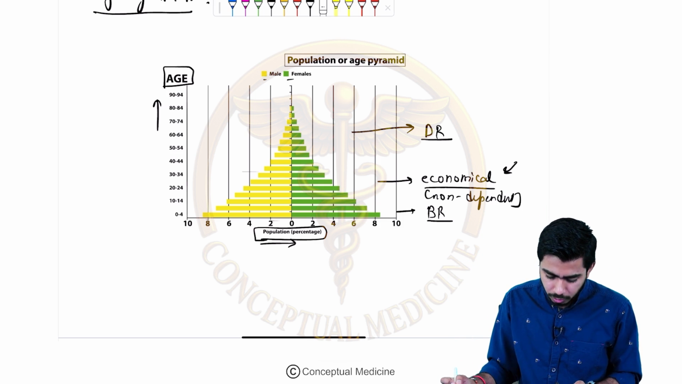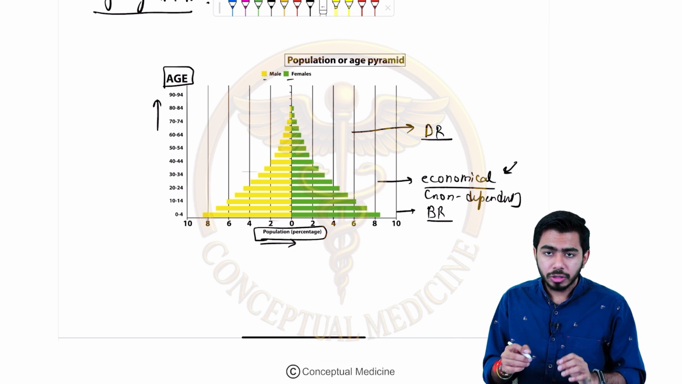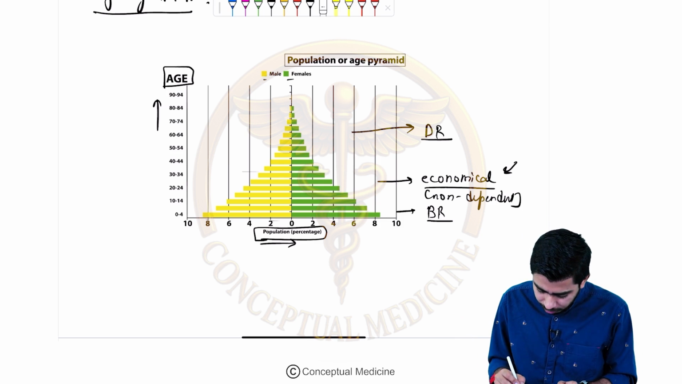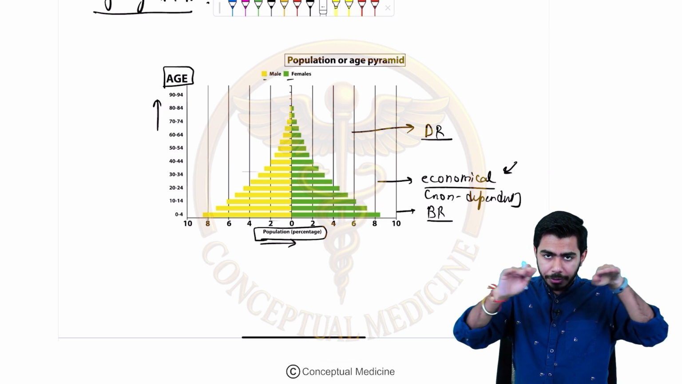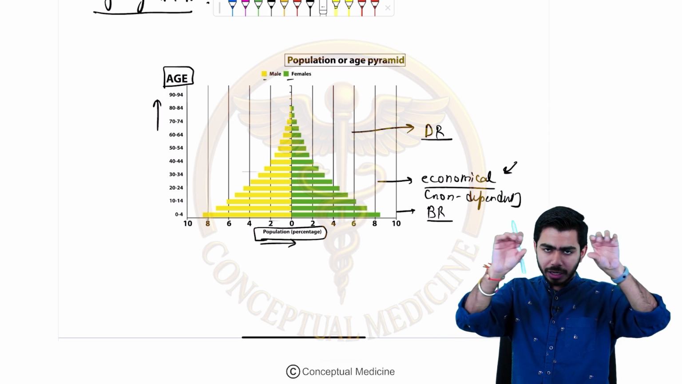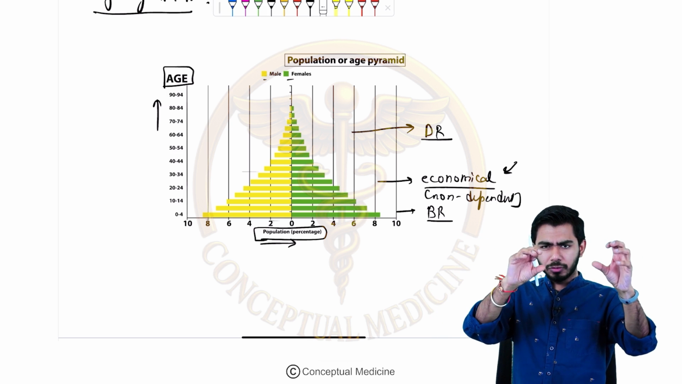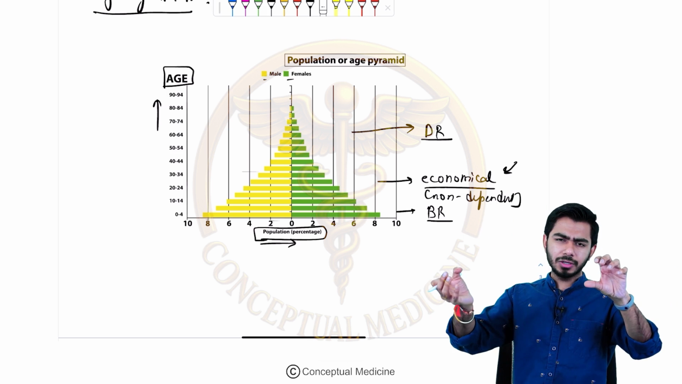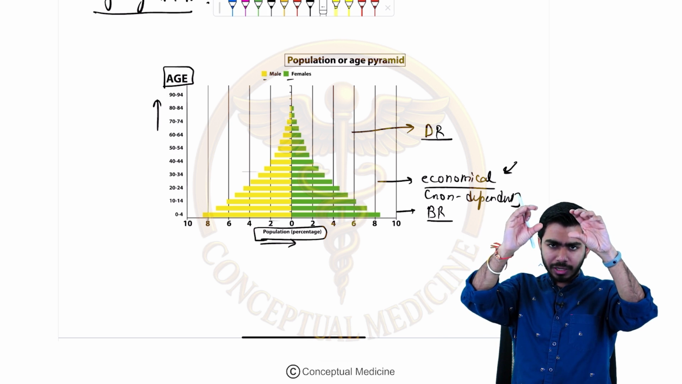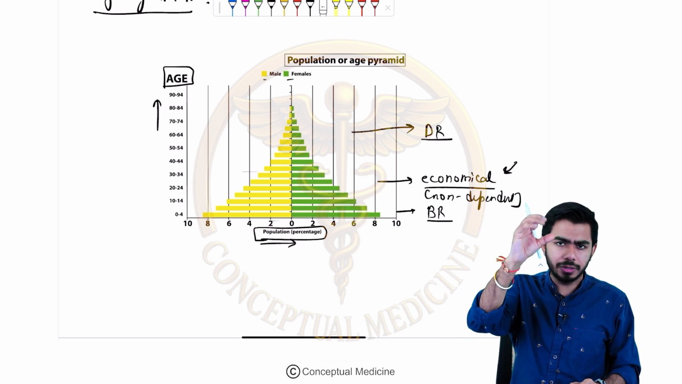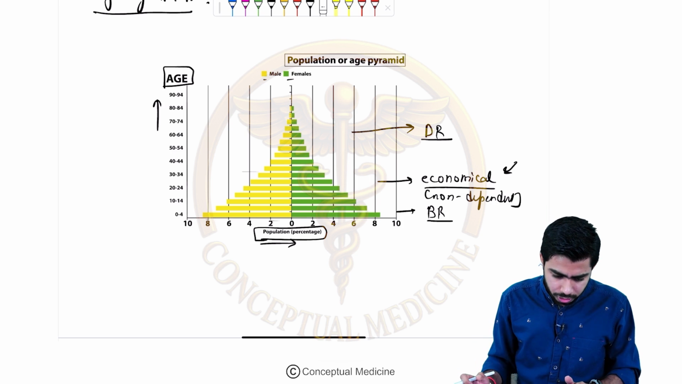Now if you talk about the reproductive idea, in the base we have the pre-reproductive age group. In the middle we have the reproductive age group, that is 15 to 45 years, and on the above side we have the elder population, that is the post-reproductive age group. So that is the case over here.